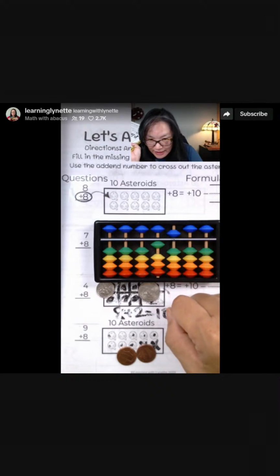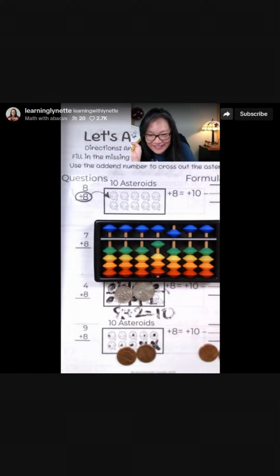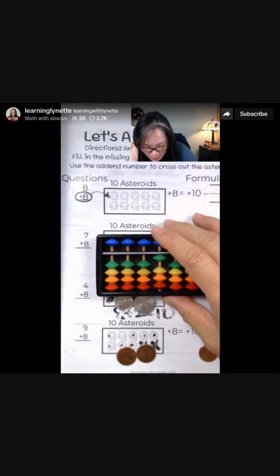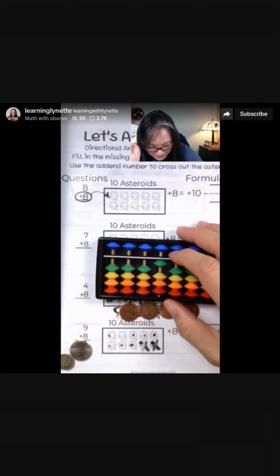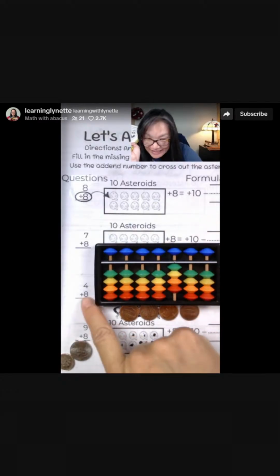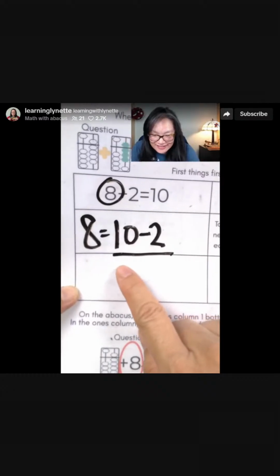That's what we're doing. That's it. So we can do it again. I have 4 cents on the abacus. I need to add 8. To add the 8, I add 10 cents, minus the 2. I have 10 cents and I take away 2. My final answer is 12.